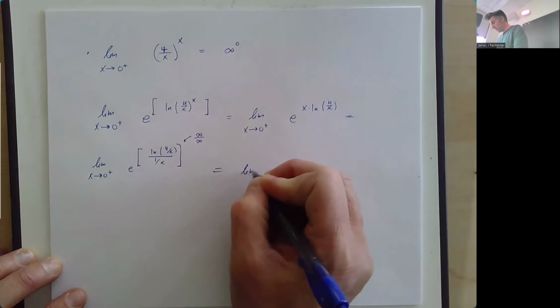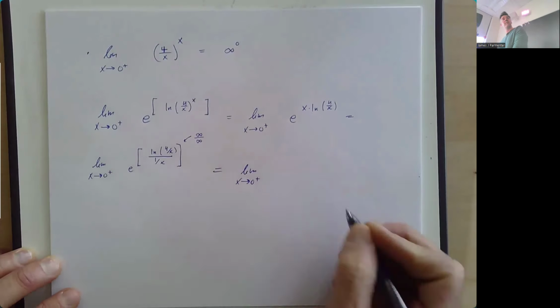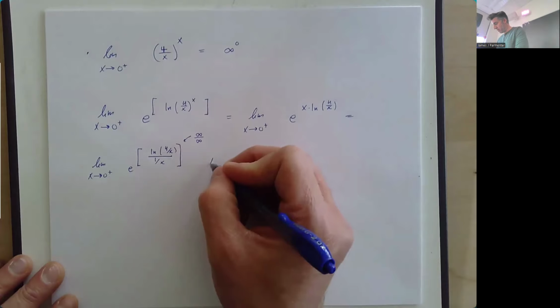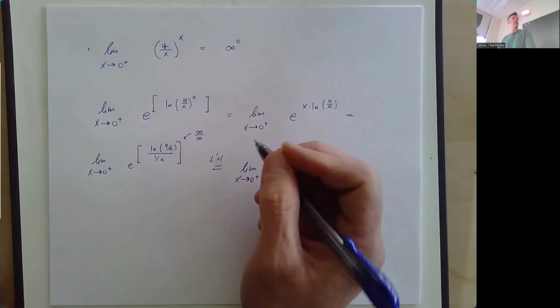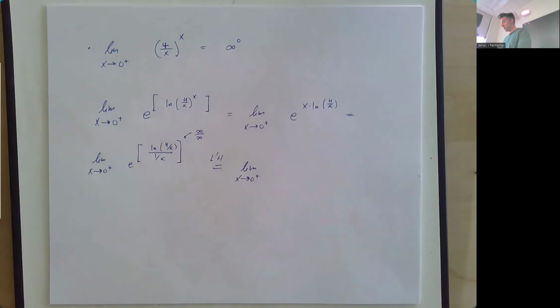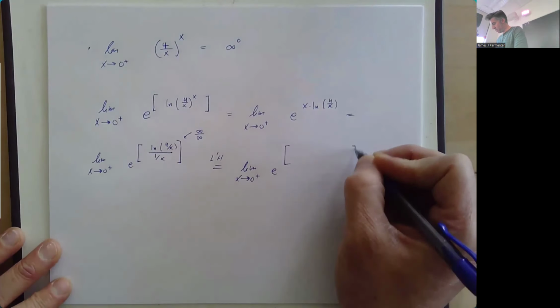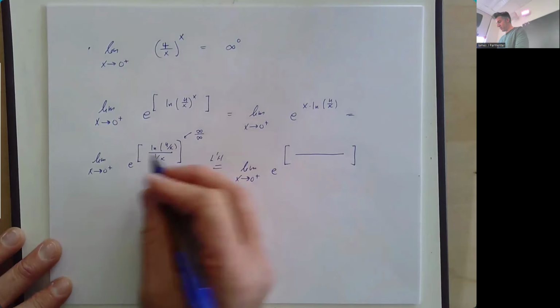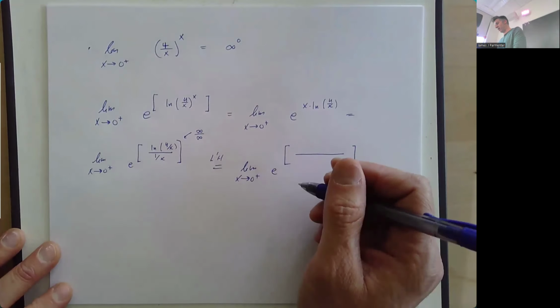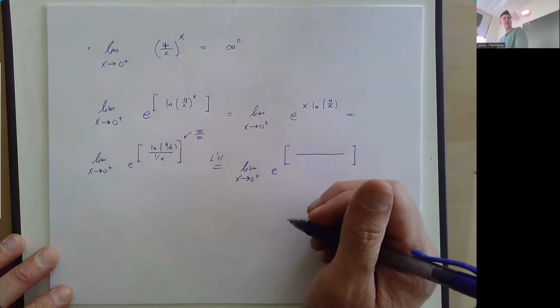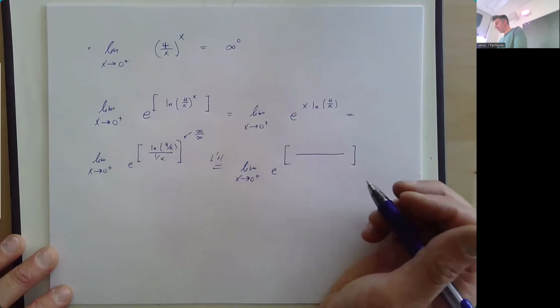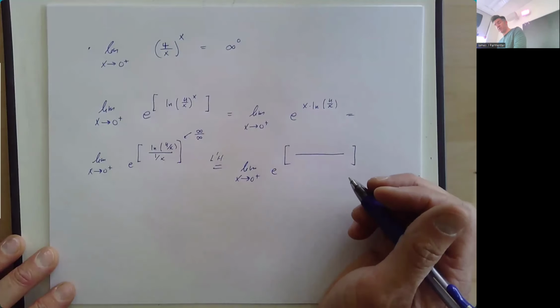Oh, I didn't really forget, but I would like to have written the L apostrophe H to show that I'm using L'Hopital's rule in this step. E to the, all right. The derivative of the top is, I don't want to do that. I should be smarter here. I really should be smarter here.